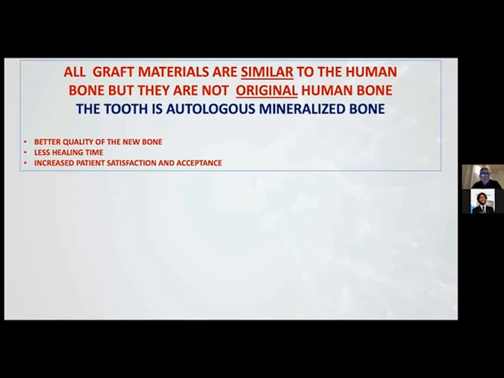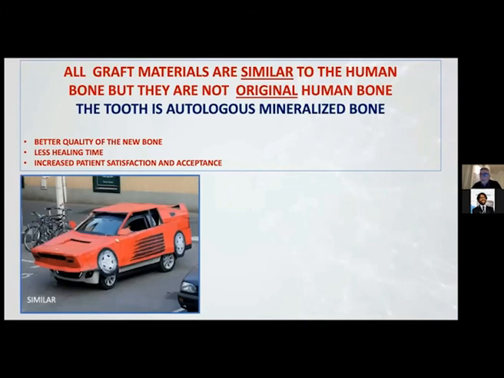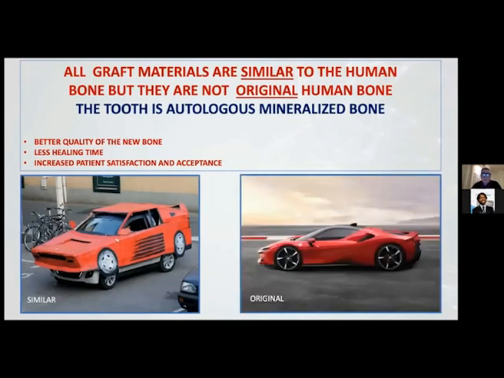So, for example, if I would like to buy a Ferrari, it's possible to buy a similar Ferrari or the original Ferrari. So I think using the tooth is like using the bone, and the bone from the same patient, autologous material, with all the ability of the autologous material.